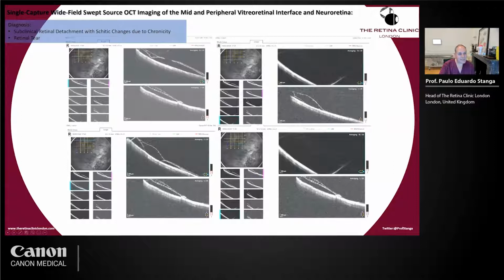This is a patient who has already undergone laser retinopexy around a subclinical supratemporal retinal detachment with various tears. You can see signs of chronicity, and the signs of chronicity are the schitic changes. So it's good to reassure the patient that this is a chronic lesion. It still, of course, needed treatment.